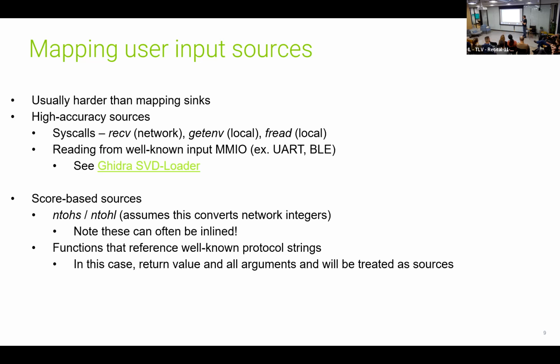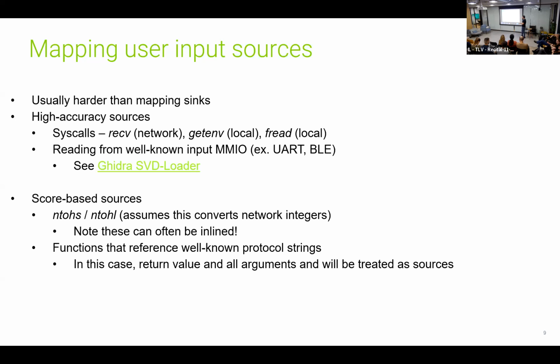So we have high accuracy sources. For example, syscalls. For syscalls, you can usually understand from the binary which syscall it is. You see a piece of code and you understand, okay, this is calling syscall number X. Usually you can understand that in ways that I won't delve into right now, but you can. For example, there are some syscalls like receive, getenv, fread. Some of these are local calls. I'm a bit mixing and matching, but just to make it a bit simpler.